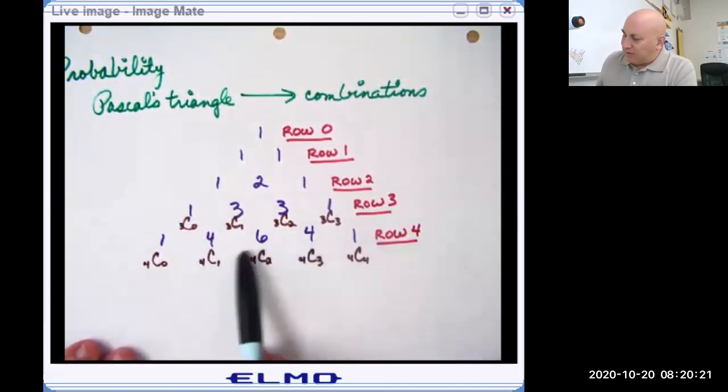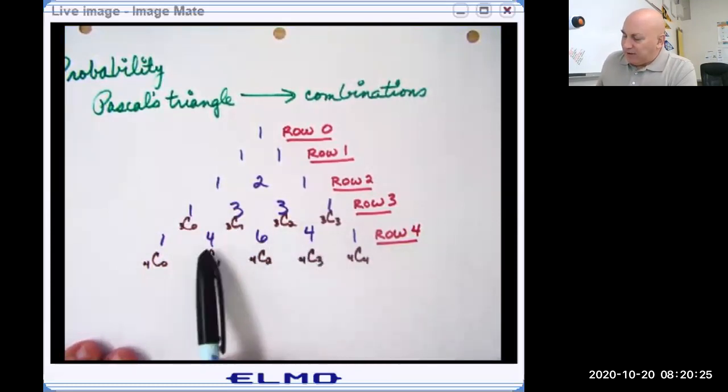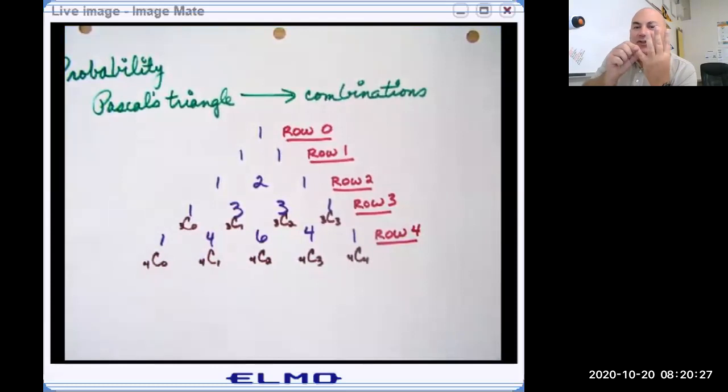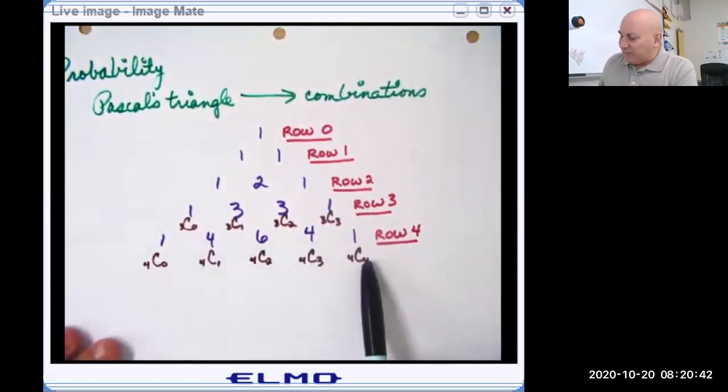4 choose 2. Now it's going to be symmetrical here, because if I choose this 1 here, there's 3 left over. So 4 choose 1 has to be the same as 4 choose 3, because for every 1 I choose here, there's 3 here. And they're both 4. And then it'll end in 4.